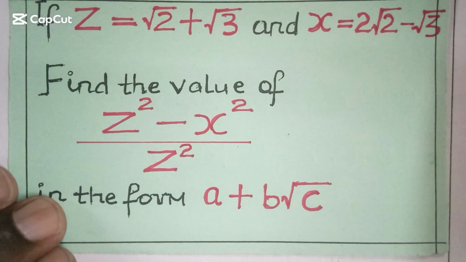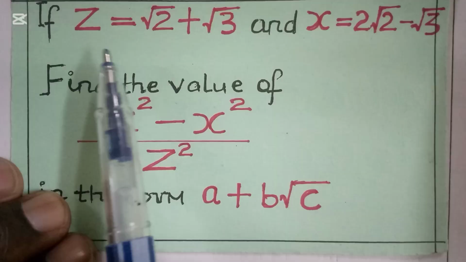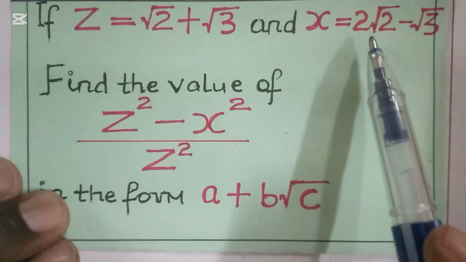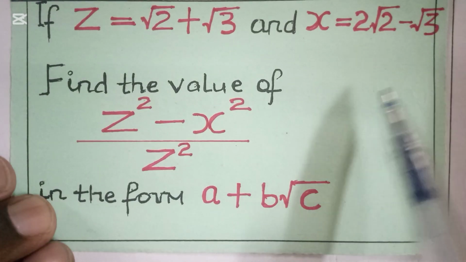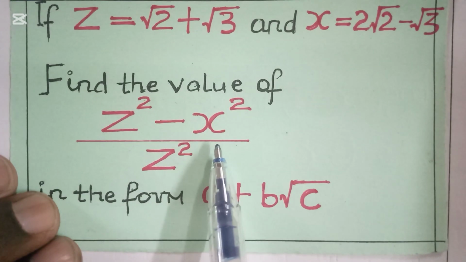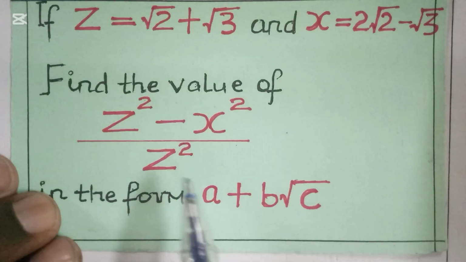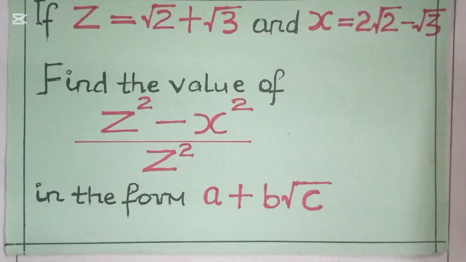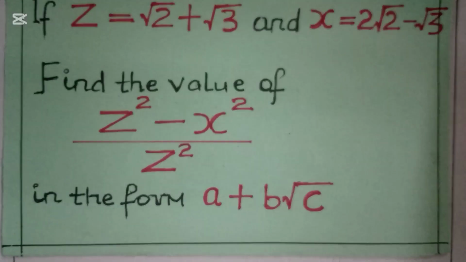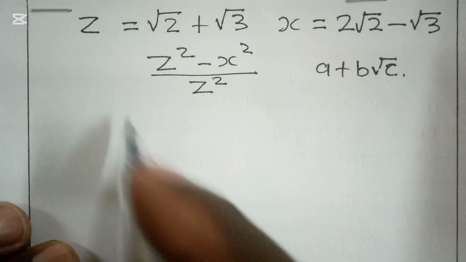Guys, let's do this problem. I read the question first. If z equals square root of 2 plus square root of 3 and x equals 2 square root of 2 minus square root of 3, find the value of (z squared minus x squared) all over z squared in the form a plus b square root of c. And so therefore, guys, we now do this question. So guys, now we start doing the question.